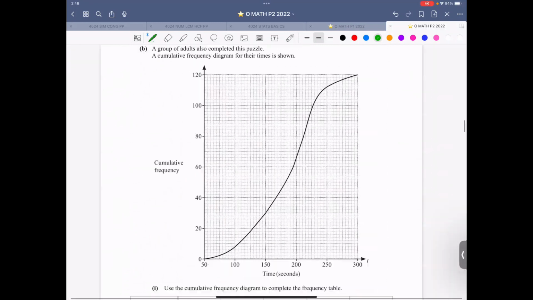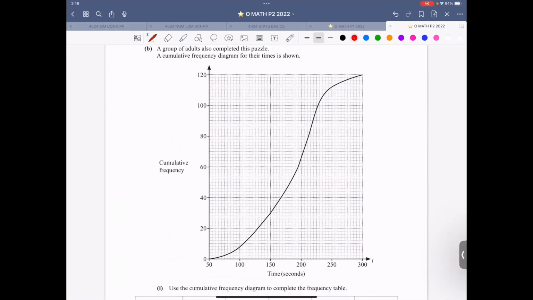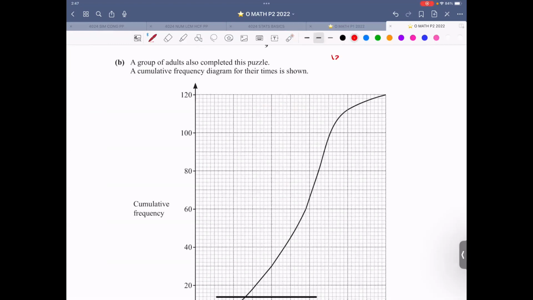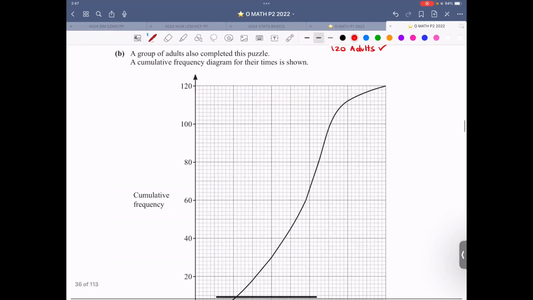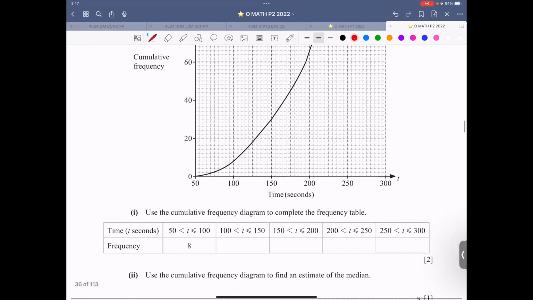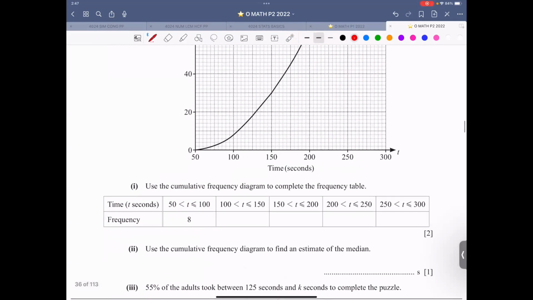Now, the thing that you should focus on is where exactly it finishes. So it finishes at 120, because sometimes it finishes at 100, but the labeling is still 120, which is misleading. So always double check. That means the first thing I should write is that there are 120 adults who took part in the survey. And the time in seconds is given.